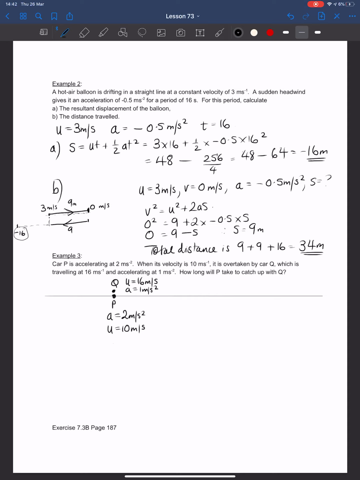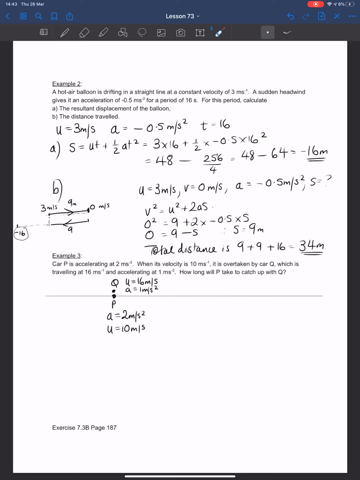So what we need to do, let's just check I've got all that right. So look, the difference is this one's going faster because this one's going at 16 and this one's going at 10. So Q will overtake from here, because it's going faster. But it's got a smaller acceleration. This one's going at 10, but the acceleration's bigger, so this one will catch it up sooner or later.